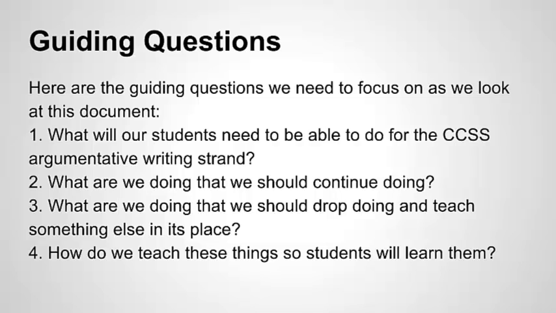Here are the guiding questions we'll seek to answer as we investigate these practice items. Number 1, what will our students need to be able to do for the Common Core State Standards argumentative writing strand? Number 2, what are we doing that we should continue doing? Number 3, what are we doing that we should drop doing and teach something else in its place? And number 4, how do we teach these things so students will learn them?